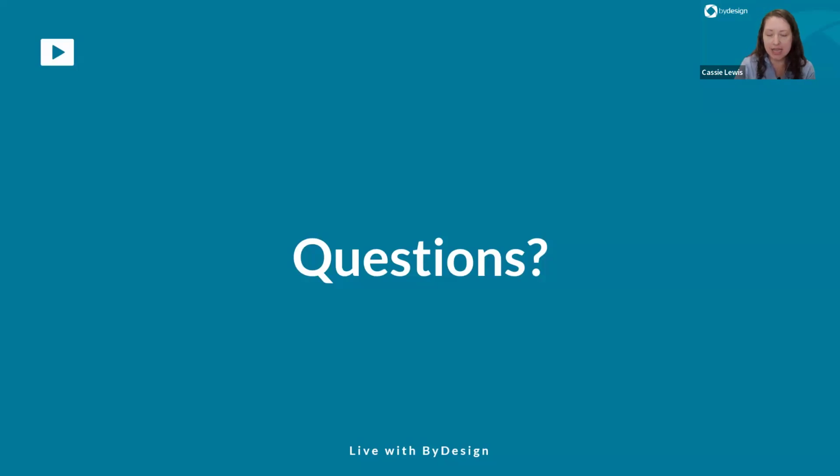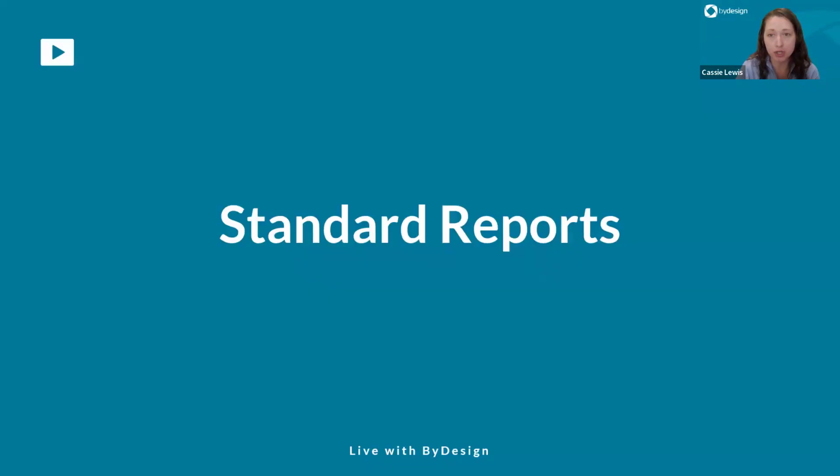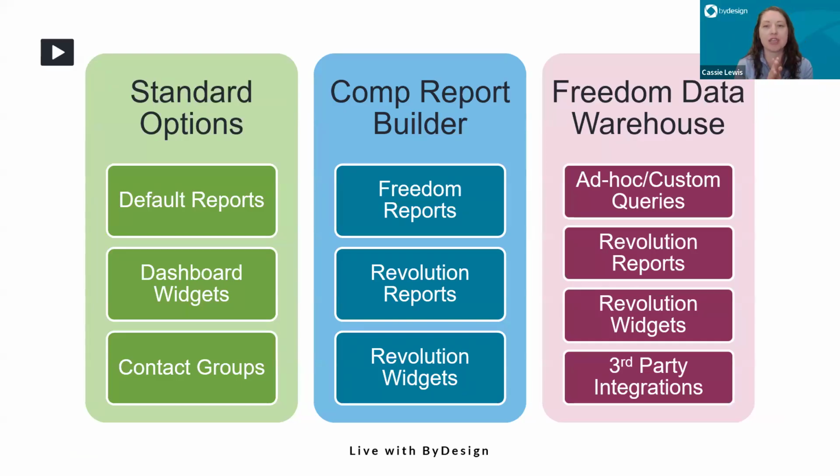All right, so that's the end of the information I had to share with you. I'm going to go back to the first page here, just because I think it really does summarize the three different paths that you have for reporting: the standard options, the Comp Report Builder, and the FDW. So now going to go back over to the chat here, see if there are any questions.